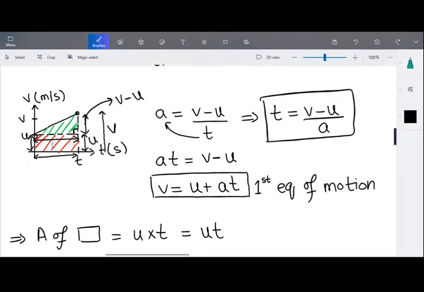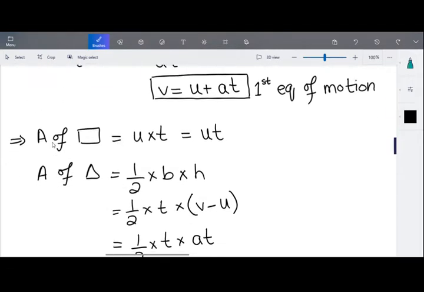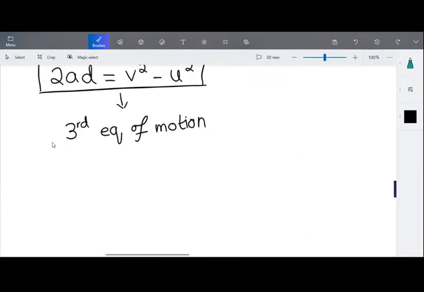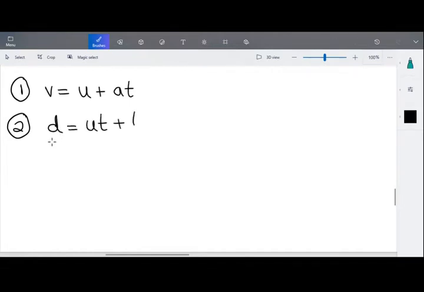So let's just compile these equations over here and try and solve a question or two. Let's write down the three equations. The first one is going to be v equals u plus at. The second one is d equals ut plus half at squared. And the third one is just 2ad equals v squared minus u squared.